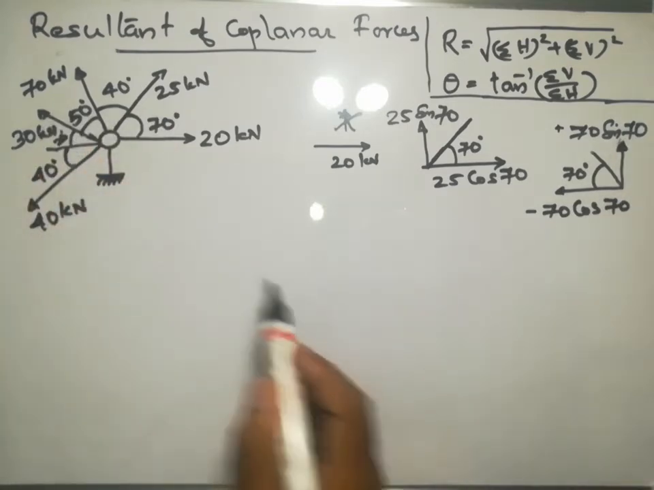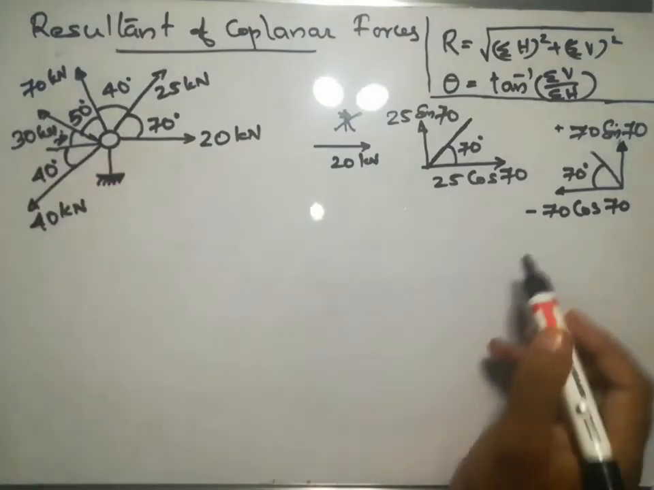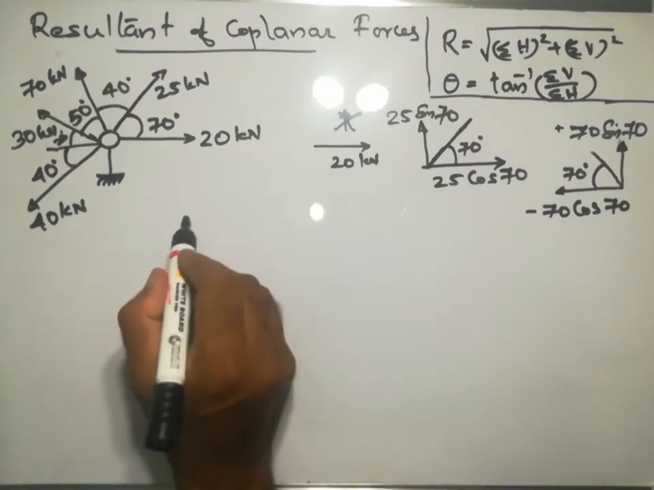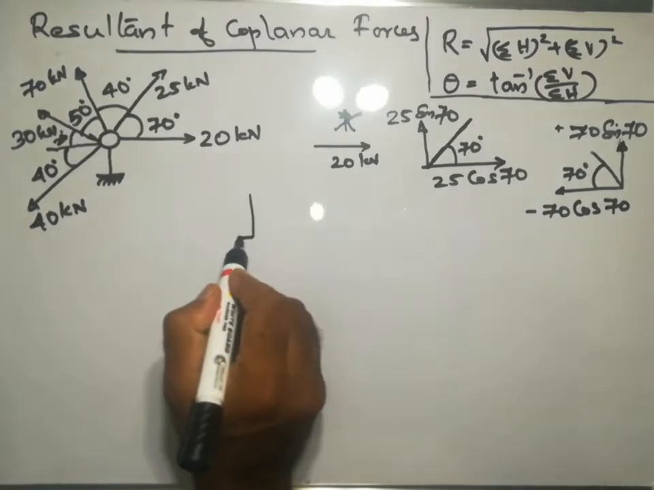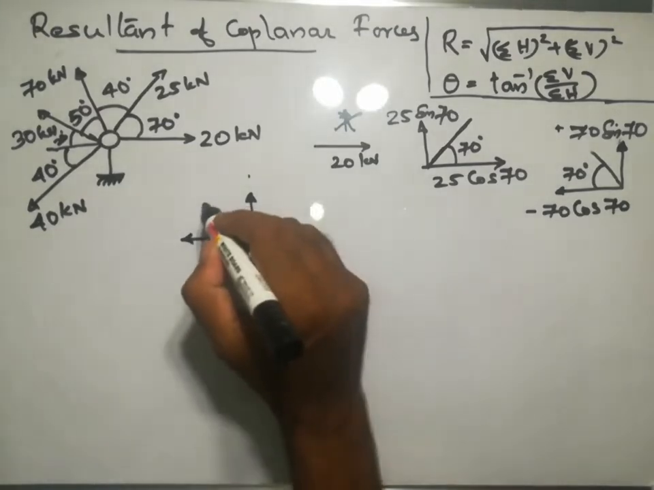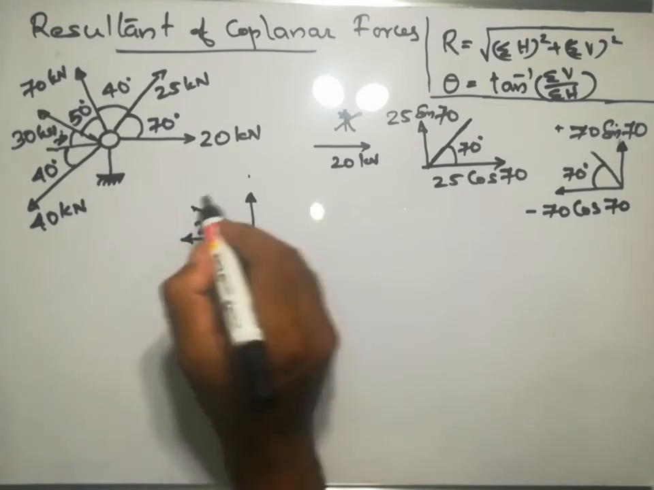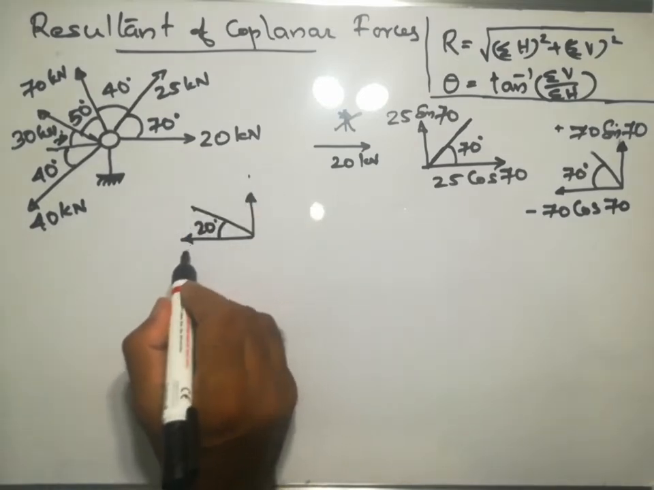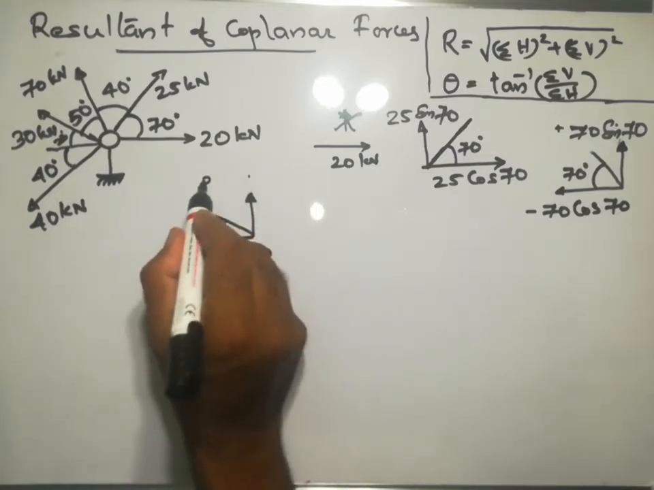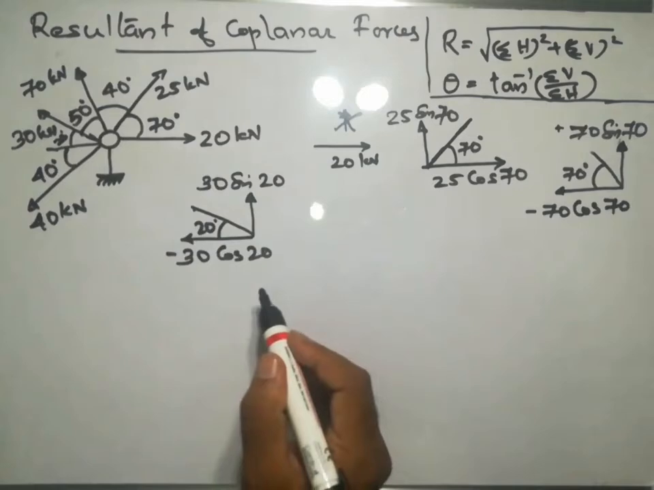Then the fourth force, 30 kilonewton, is acting at 20 degrees with the horizontal. So the fourth force will be like this. The horizontal component will be 30 cos 20, and this also will be minus, and the vertical component is 30 sine 20. It is positive because it is in the upward direction.